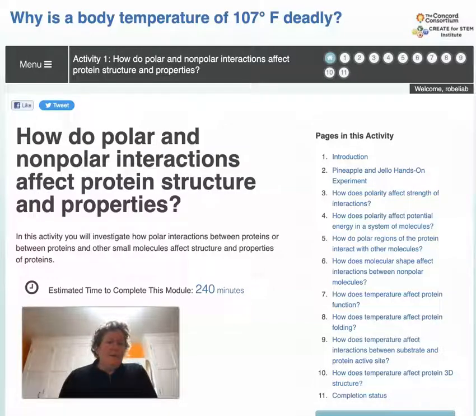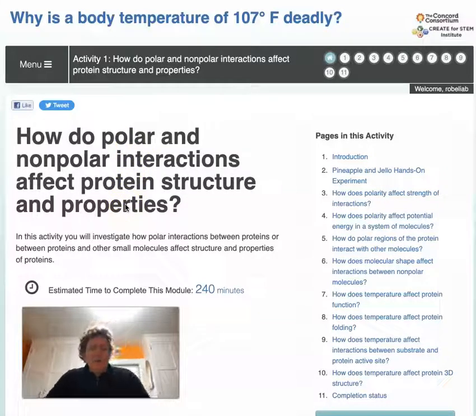Hey biologists, I'm here in the kitchen working on the first part, activity 1: how do polar and nonpolar interactions affect protein structure and properties? And the overarching question for this series of labs is, why is a body temperature of 107 degrees Fahrenheit deadly? And the one we're working on right now is, how do nonpolar and polar interactions affect protein structure and properties?